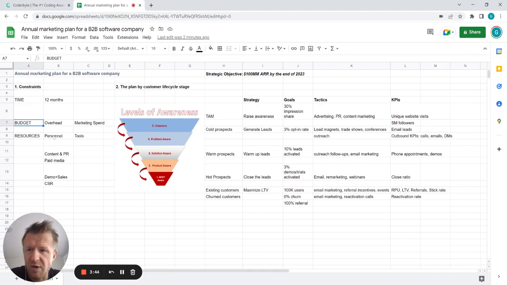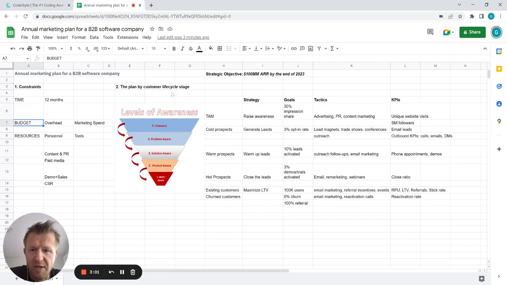nevertheless, the resources required. So personnel will be the team, content, PR, paid media, demos and sales, and customer service, because we want to have that also as a profit center, turning customer service problems into opportunities for sales. As far as tools, will be tools to run ads, to run email marketing, referral tools, and webinars. So basically, software and collateral that is required to do the activities that are described here in the tactics.